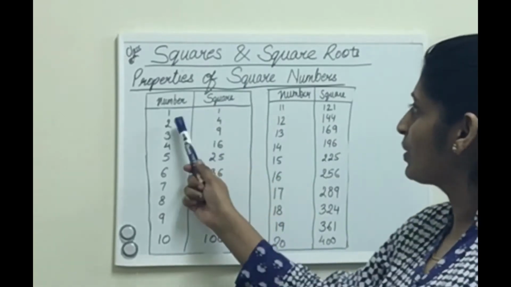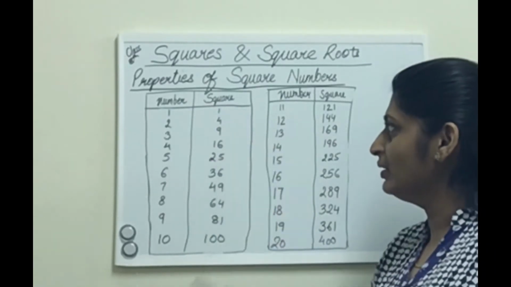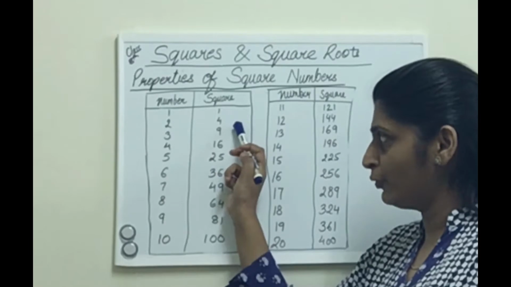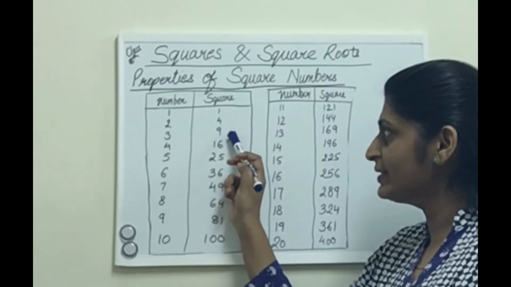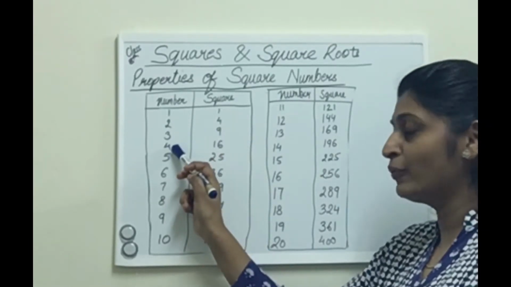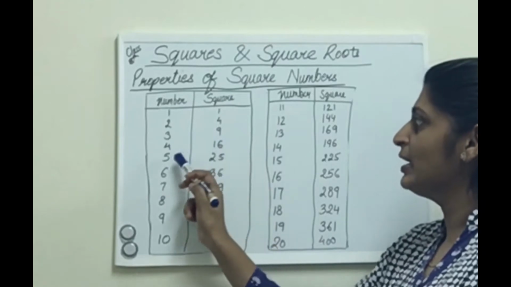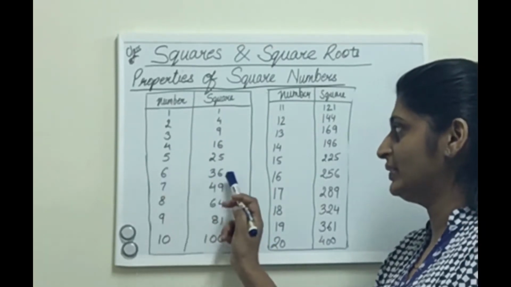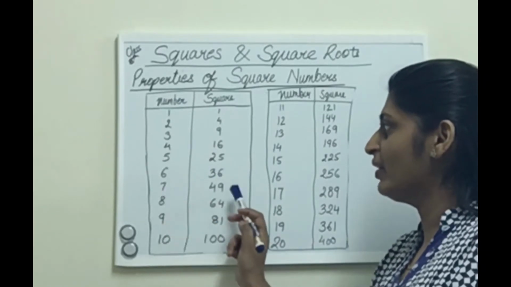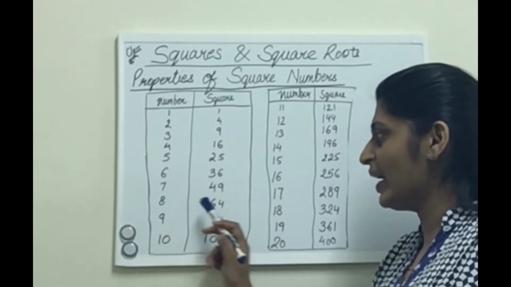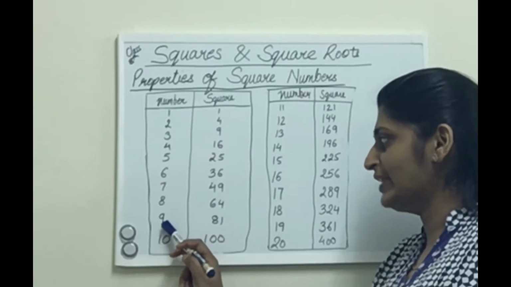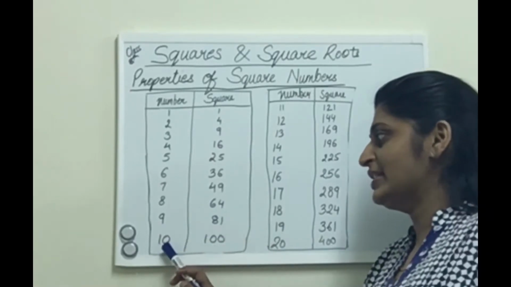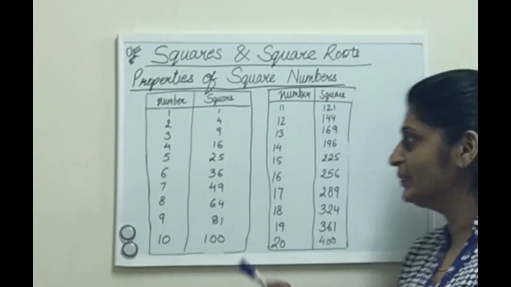Okay, so the square of 1 is 1. Square of 2 is 4. Square of 3 is 9. Square of 4 is 16. Square of 5, 25. 6 square, 36. 7 square, 49. 8 square, 64. 9 square, 81. 10 square, 100.